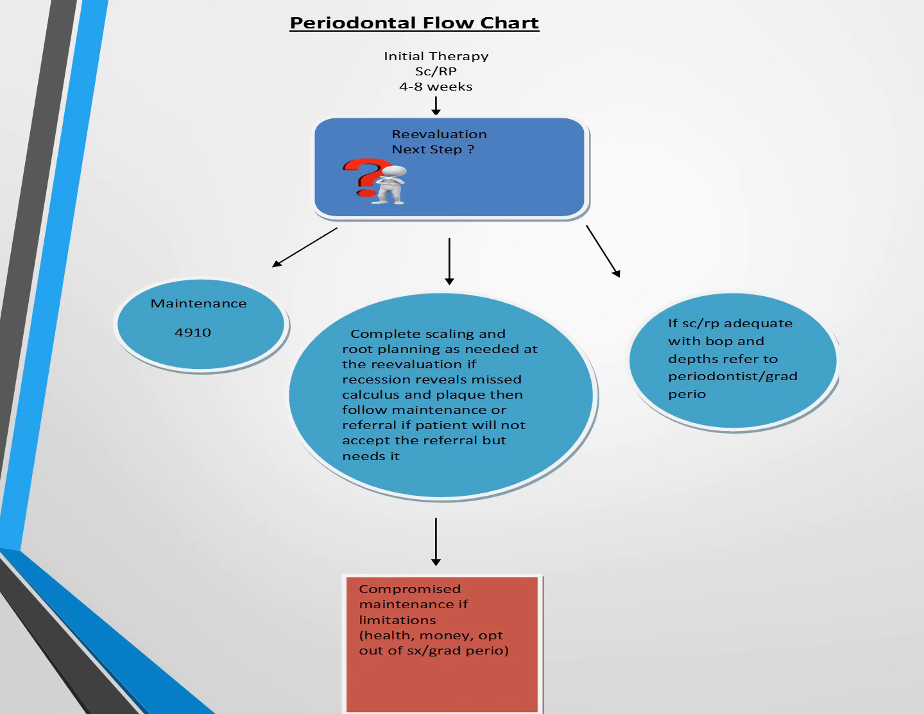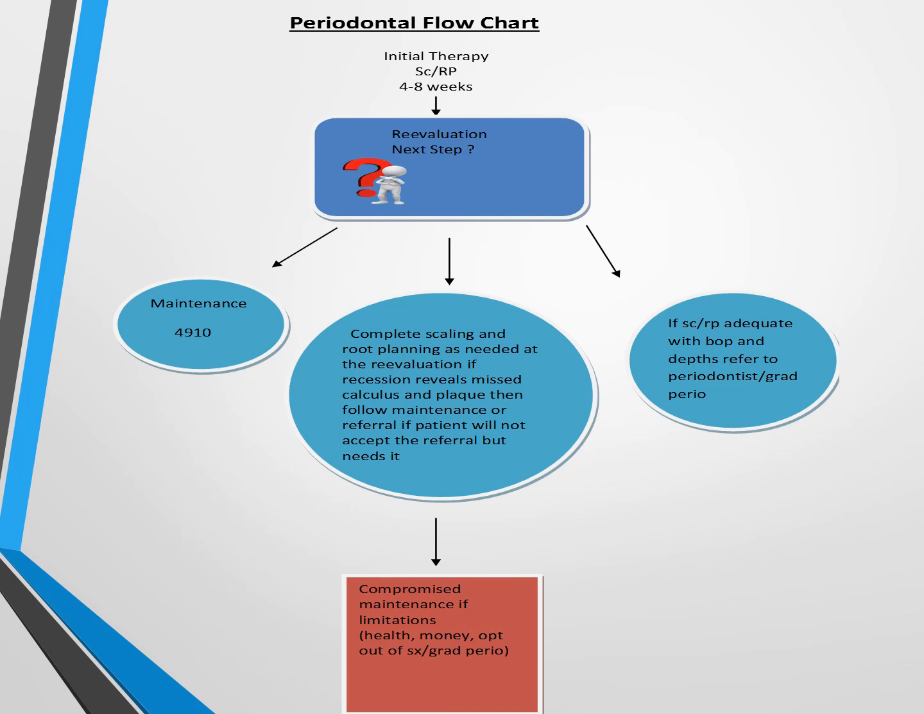So reevaluation. What's the next step? Well, if the patient is doing well, you're going to put them on a maintenance. If the patient has scaling and root planing and it was adequate, I'm going to the right side now, but they have BOP and some remaining deep probing depths, you're going to refer them to the periodontist, or if you're at school, to grad perio.